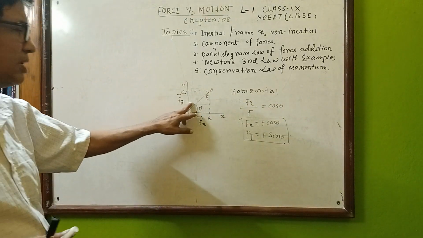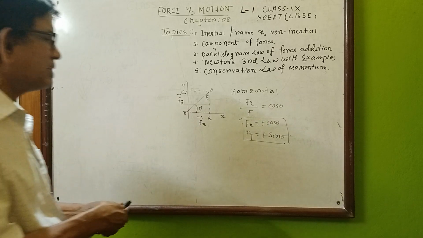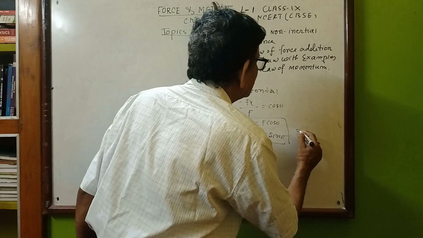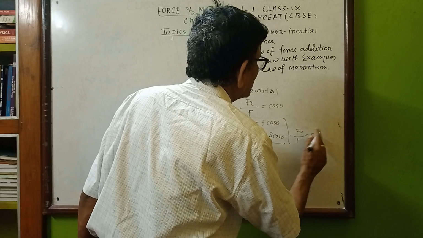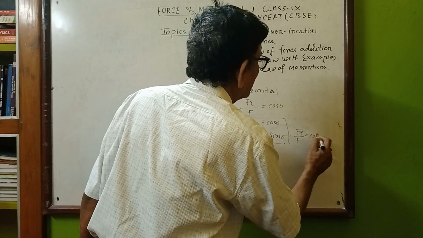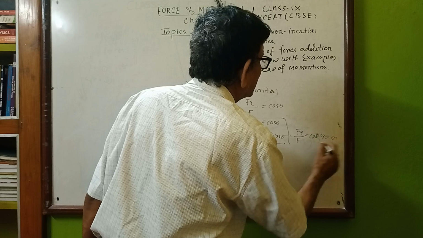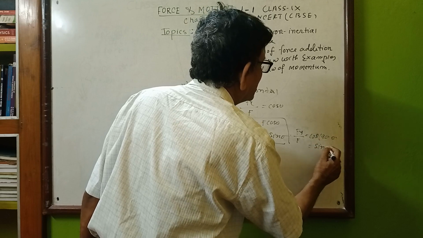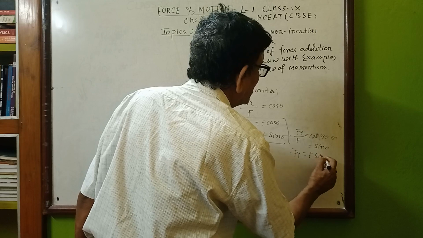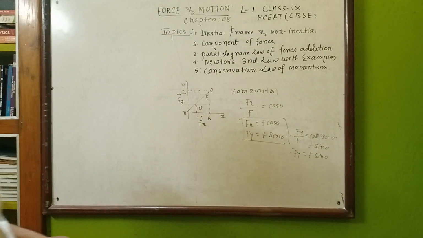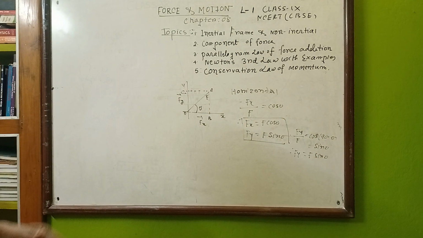Similarly, Fy, the angle is 90 minus theta. You can write in this way, Fy by F equals cos of 90 minus theta, which is sin theta. Now children, Fy equals F sin theta. So today in my class I have told you the two components I am considering. One is F cos theta, along the x-axis, and F sin theta, the vertical component.